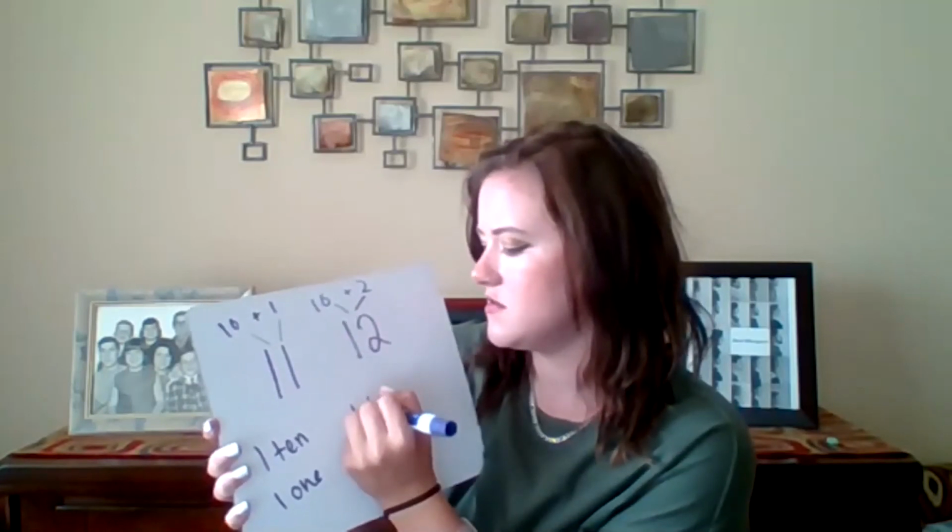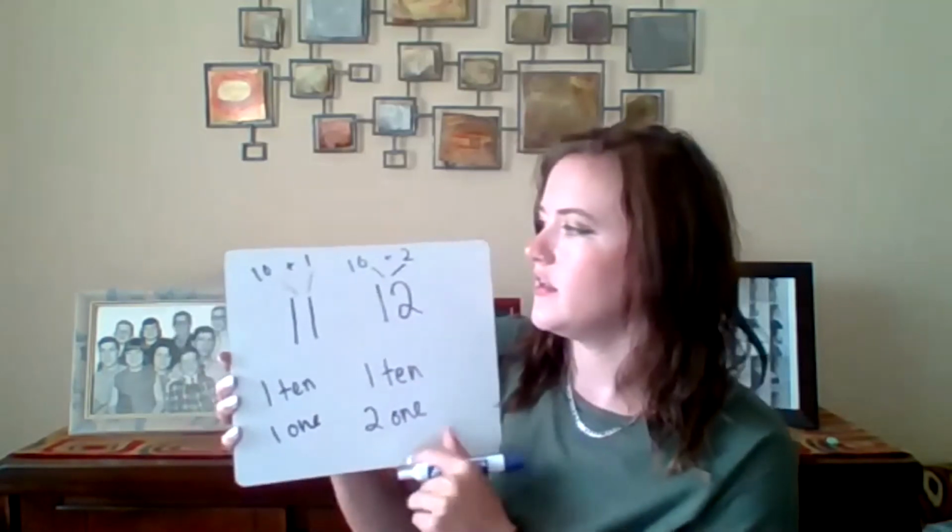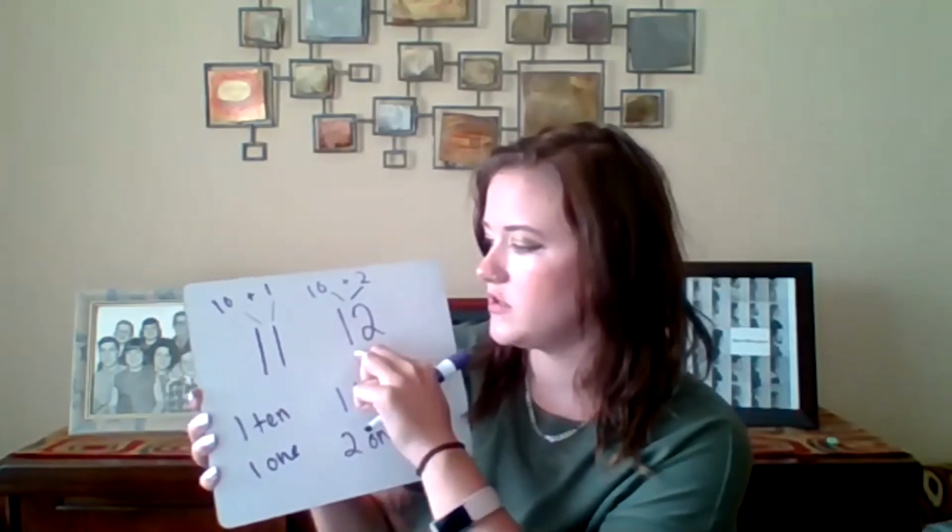But then when we get to 12, how do we break this up? Doing the same thing, we break up 10 and 2. So we have 1 ten, but 2 ones. So the pattern I'm seeing, okay, so we have 11, 12, we have 1 ten, 1 ten, because that's in our tens place. Then we have 1 one and 2 ones.